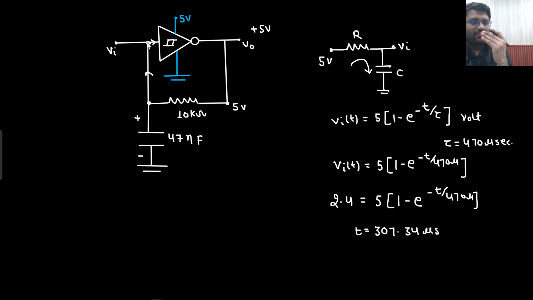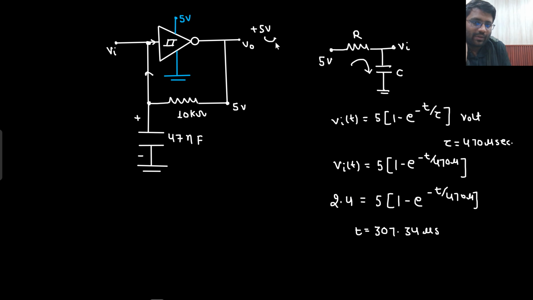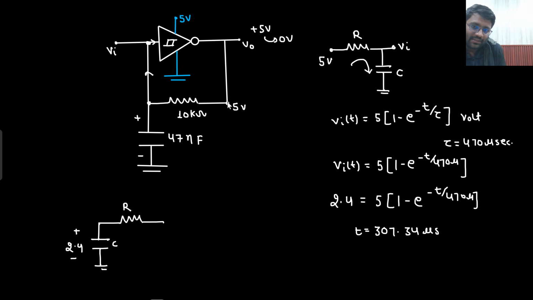Now this has become 2.4 volt or just greater than 2.4 volt, or you can say that it has become 2.4000001 volt. Then what will happen? Output will become 0 volt now. Now what is the scenario? The scenario is that, sir, this capacitor, which is a 47 nanofarad capacitor, has already been charged to 2.4 volt. This is already having 2.4 volt, right, sir? And now there is a resistance R, and this node of resistance R is actually grounded now.